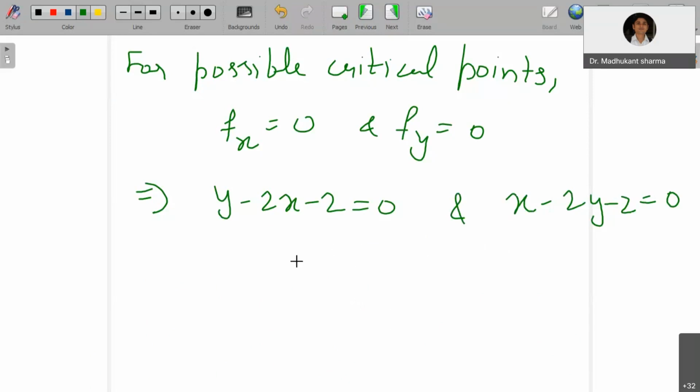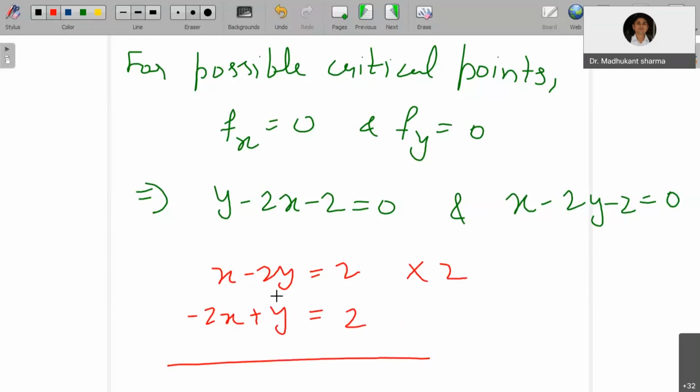So from these two equations, you can certainly identify what x and y are. So you have these two equations now: x minus 2y equals 2, and minus 2x plus y equals 2. Now you multiply the first by 2 and add. What will happen is the 2x and minus 2x cancel, since you are adding them. So minus 4y plus y is minus 3y, equals 4 plus 2, which is 6. So y equals minus 2.